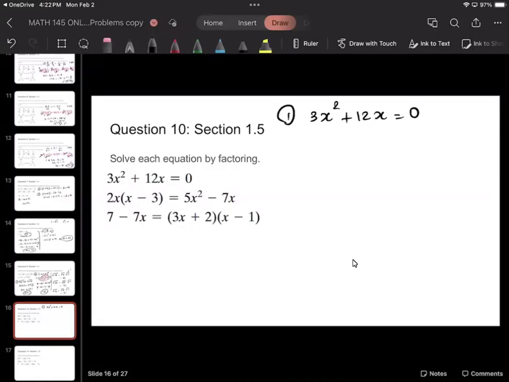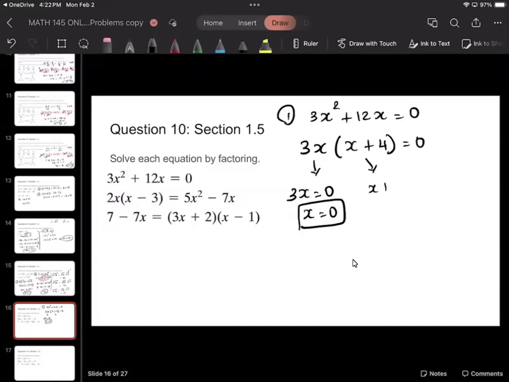Look at the left hand side. Between 3 and 12, 3 is a common factor. Between x squared and x, x is a common factor. So this is what you have when you factor it. So you have two factors. When you set this factor to 0, x will become 0, because if 3x is 0, divide by 3 on both sides, x is equal to 0, right? The second factor, if you set it equal to 0 and solve, x becomes negative 4. So these are the two solutions to the equation.